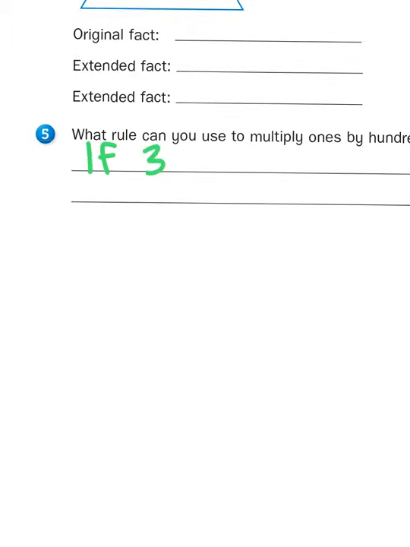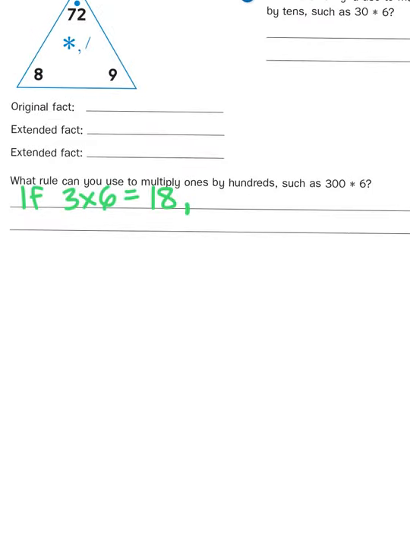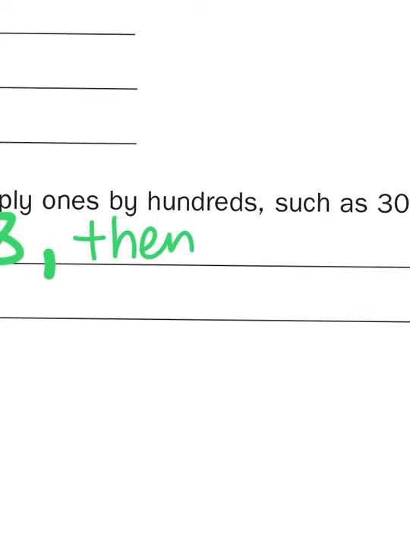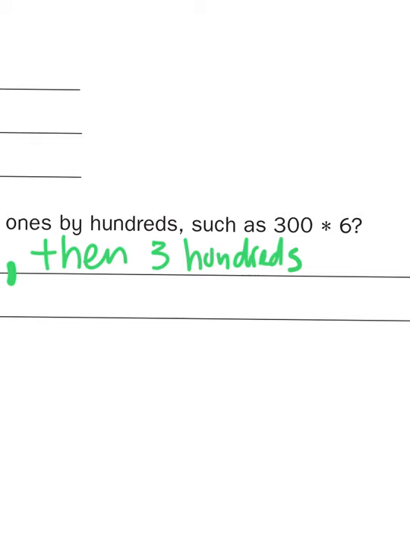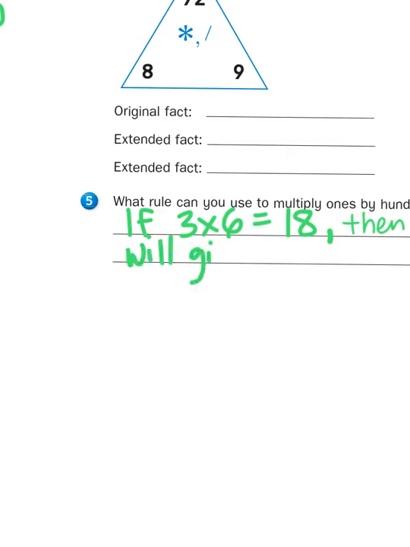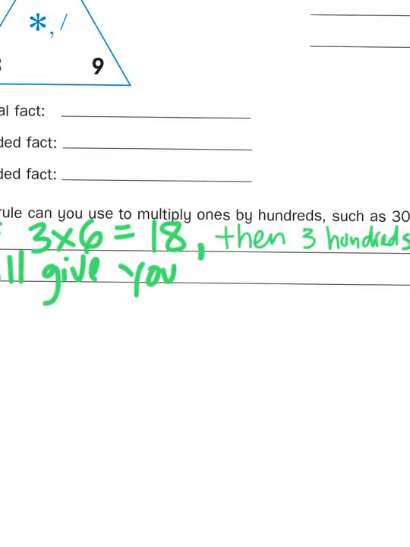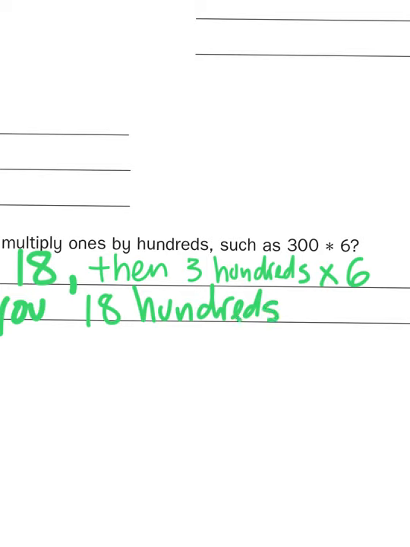If 3 times 6 equals 18, which is true, then three hundreds, because that's what three with two zeros is really all about. It's three hundreds, or three groups of hundreds, times six. We'll give you 1800s, or 18 with two zeros behind it. Okay.